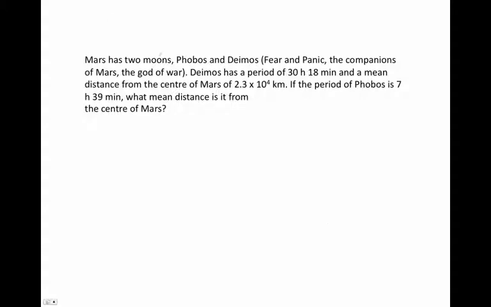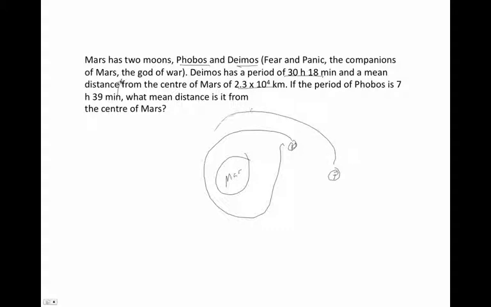Here we've got Mars has 2 moons, Phobos and Deimos, Fear and Panic, the companions of Mars, and it's got this stuff in minutes, and it's got this stuff in distances. There's a distance missing, which I took out. We'll add that later. But the important thing is that you're going to have to compare them to each other. We've got Mars here, and we've got Deimos, and we've got Phobos, and they are orbiting Mars, and so we're going to have to compare them to each other. So we need to know that distance from the center of Mars. Oh, there it is right there, the distance.